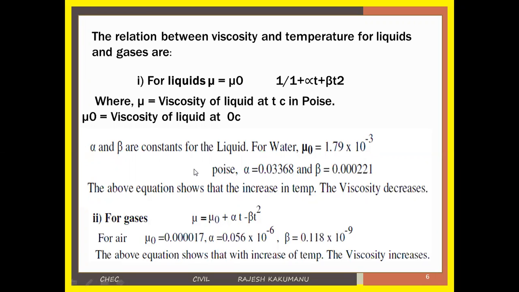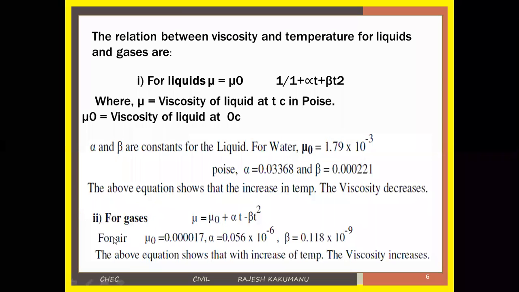The above equation shows the effect of the increase in temperature. Alpha and beta are the constants for the liquid, where for water mu naught is equal to 1.79 into 10 to the power of minus 3, alpha is equal to this value and beta is equal to that value. So automatically for liquids, what happens? When the temperature increases, the viscosity decreases.